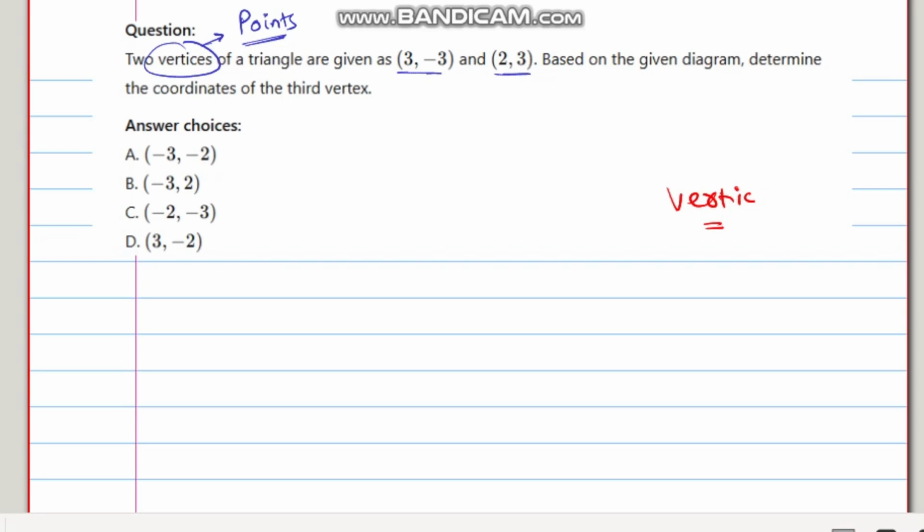So we are given the points. We can easily notice that one point is this one, the second point is this one. Based on the given diagram, determine the coordinates of the third vertex. Okay, it's a very good question basically. Let me draw the diagram for you. The diagram is here. Okay, this is the diagram for us. Let me paste it here.